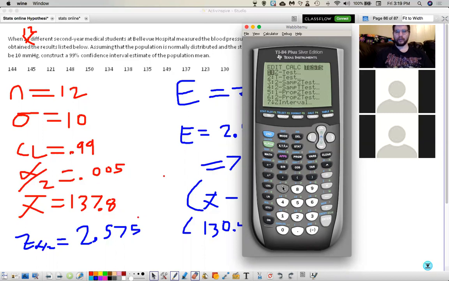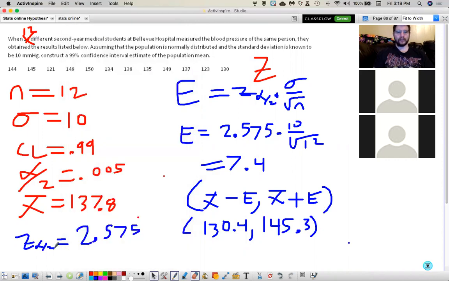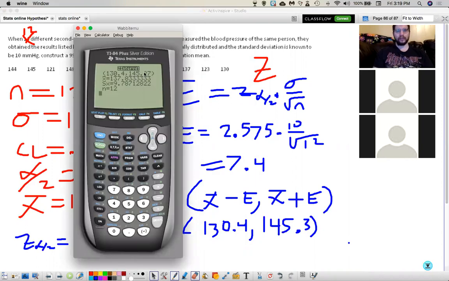Stat, test, number 7. Select the data option. 10 is our sigma, our population standard deviation. It's in list 1. Frequency is always 1 for this class. That's a 99% confidence level. Now we're going to calculate that as 130.4 and 145.3. Oh, hey, look, it's the same. So even with those slight rounding issues because of the Z-score and all that, we get the same value. So it's not that big of a difference. I do have like a 10th place error on either side in case you mess up.